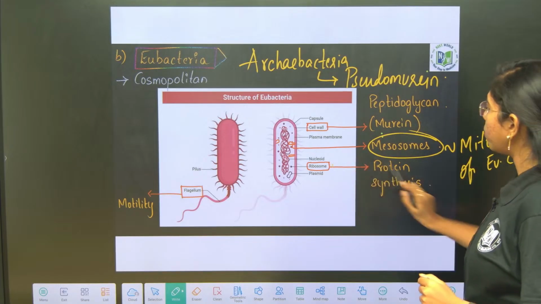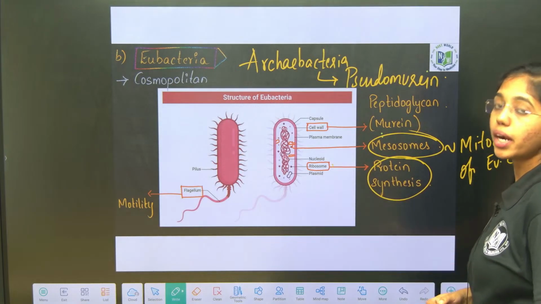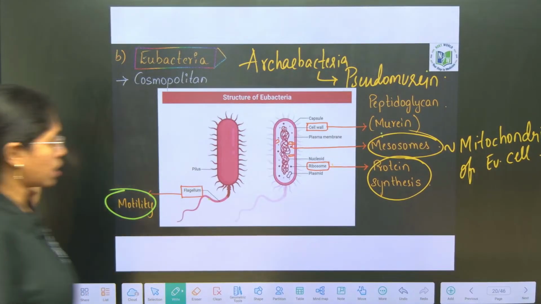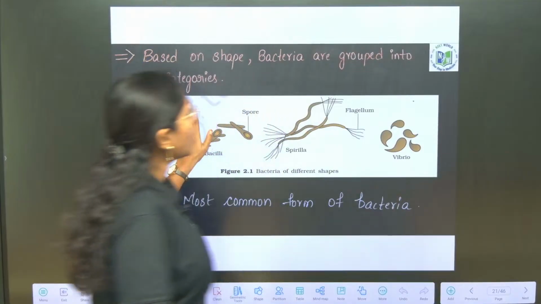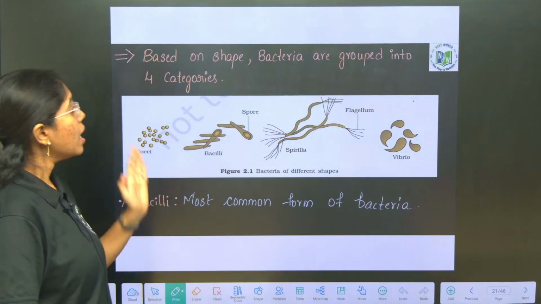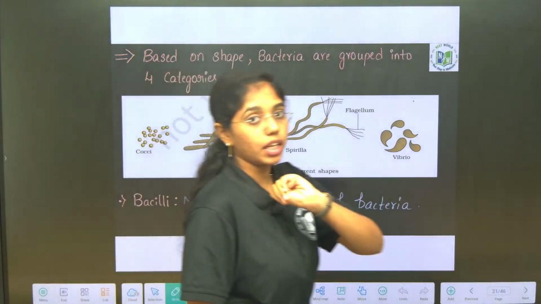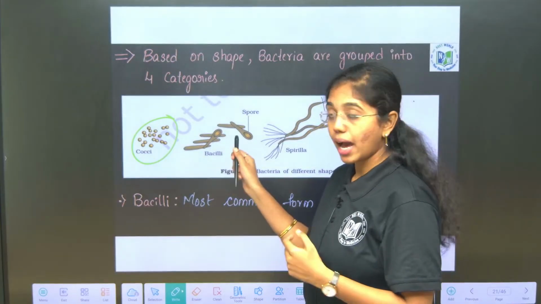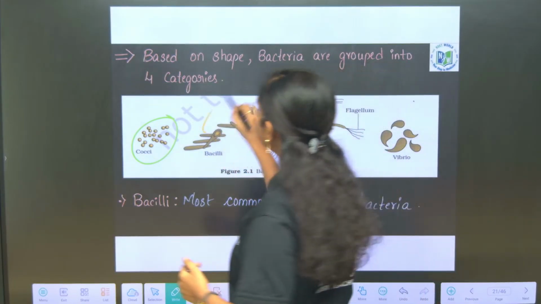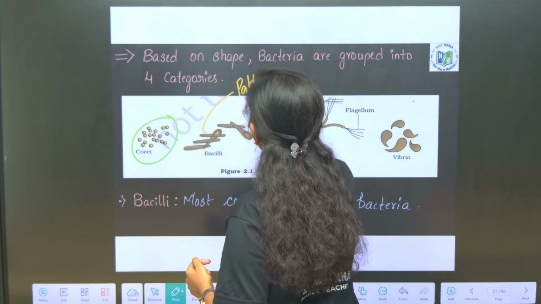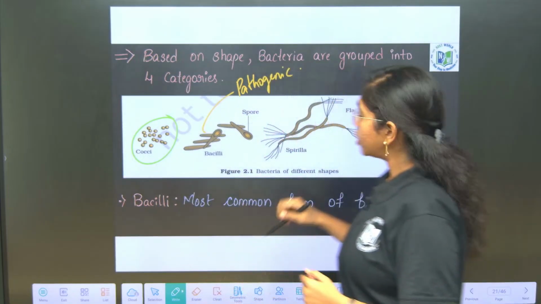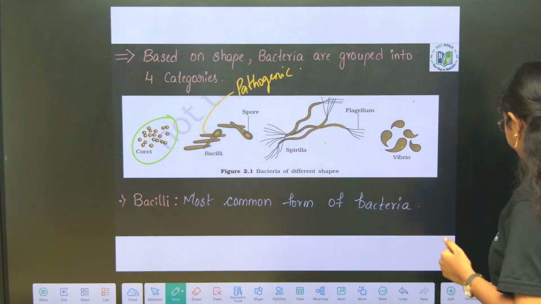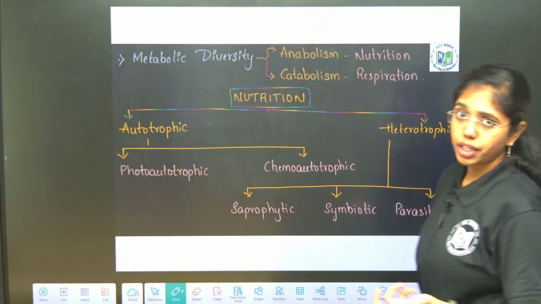Clear, right? Next, ribosomes. We know the major function of ribosomes is protein synthesis. Flagellum helps in motility. Clear, right? Next. Based on the shapes of bacteria, they are classified into 4 categories. If the bacteria are spherical, they are termed cocci. Bacilli are rod-shaped bacteria; most pathogenic bacteria are bacilli. Spiral shaped bacteria are spirillum. Comma shaped are vibrio.